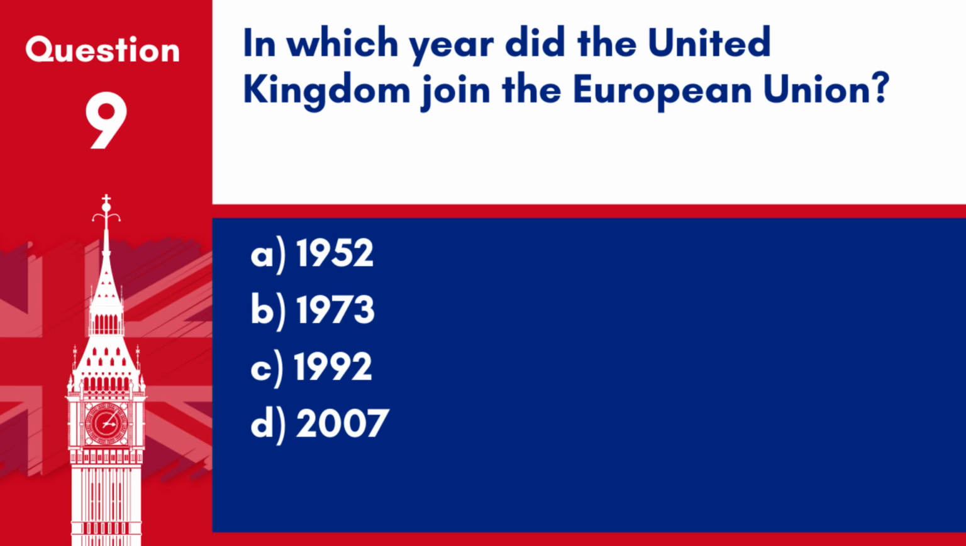Question 9. In which year did the United Kingdom join the European Union? A. 1952, B. 1973, C. 1992, D. 2007. Answer: B. 1973. The United Kingdom joined the European Union in 1973.